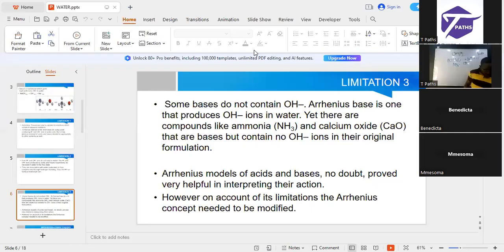Let's go down. Let's see what happens. The Arrhenius model of acid and base has proved very helpful. Yes, you cannot deny the fact that they have been helpful in what we are trying to do here about acid and base.